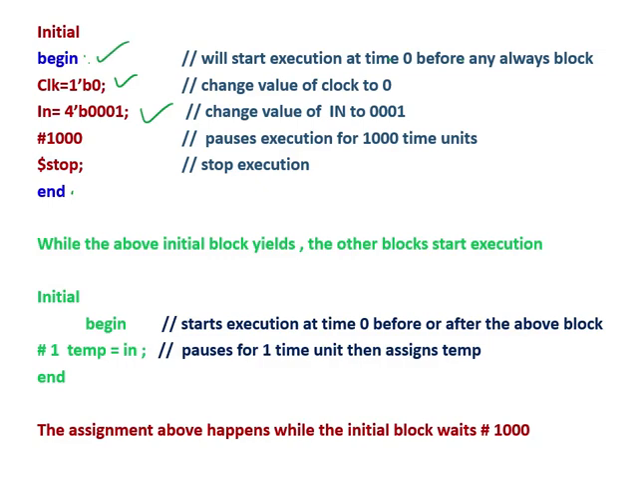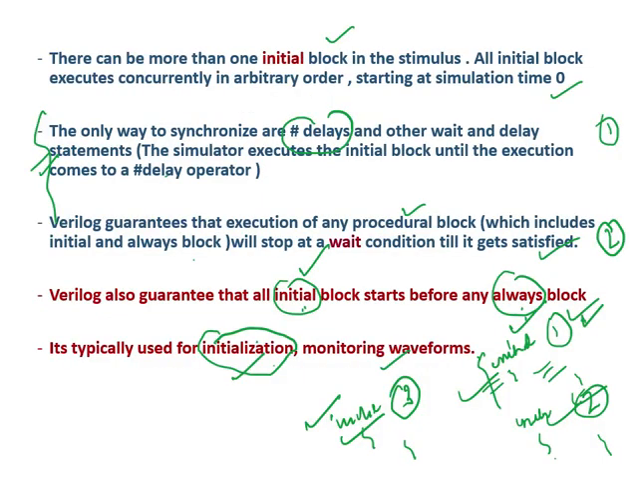Then it changes the value of clock to 0. Then in equal to 4-bit 0001, so it changes the value of in to some known value, that is 0001. Then #1000, this is a delay. It pauses execution for 100 time units. Do you remember this statement here? The only way to synchronize is hash delays and other wait and delay statements. The simulator executes the initial block until the execution comes to a delay operator.